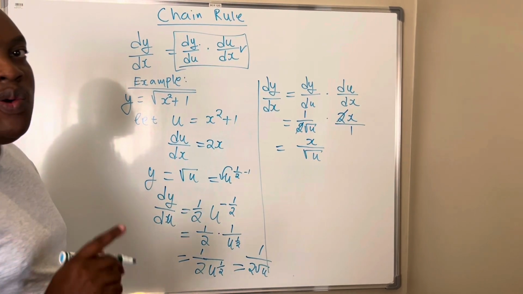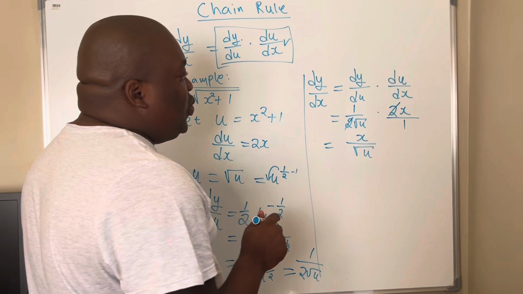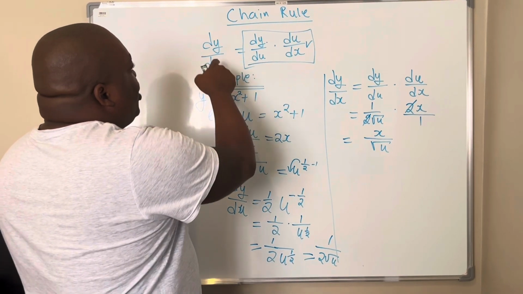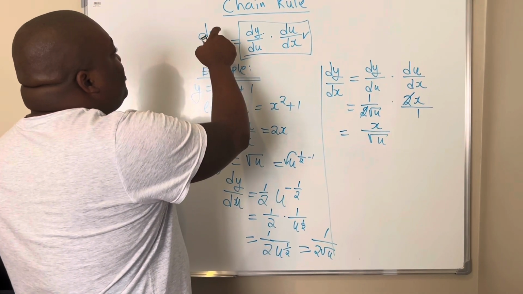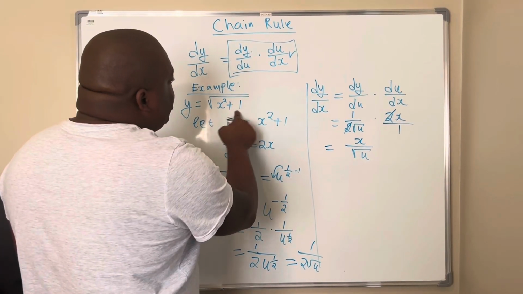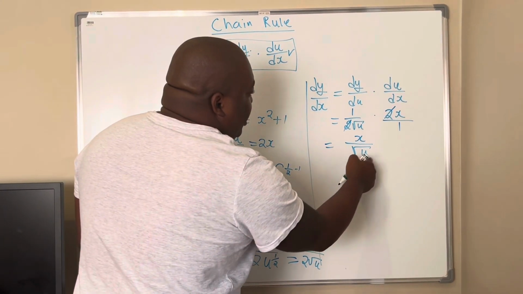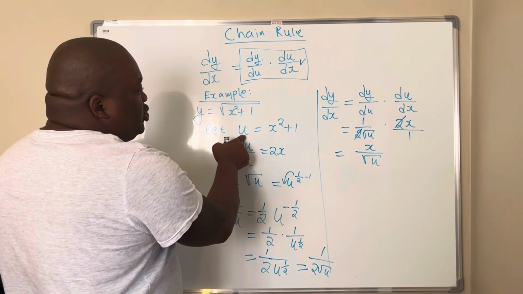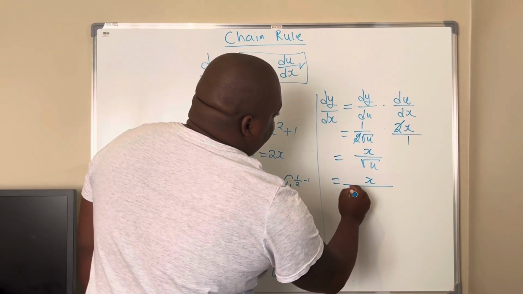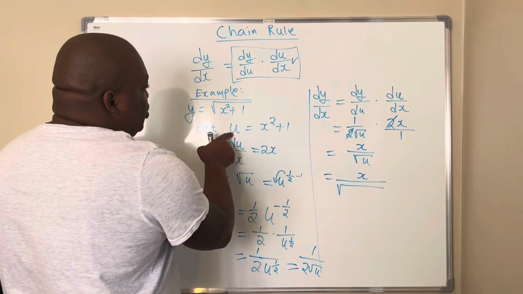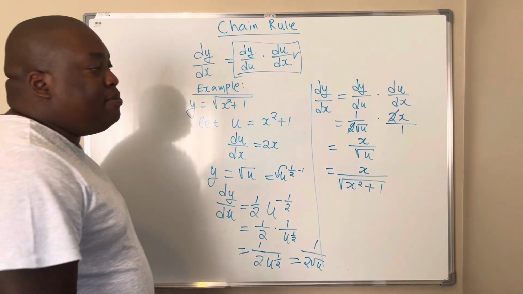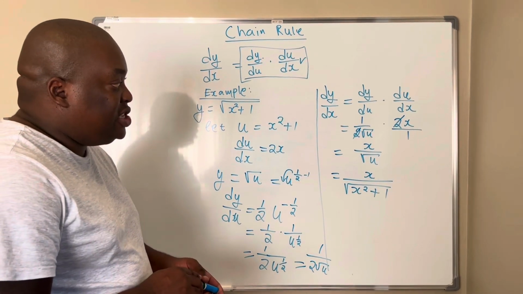But remember, our question did not start with u. We were finding the derivative of the function y with respect to x. We did not have any u in our question. So we must bring back what we said we let u to be. In other words, the final answer becomes x over square root of, in the place of u, we put what we let in here, which will be x squared plus 1. That becomes your answer to this question.